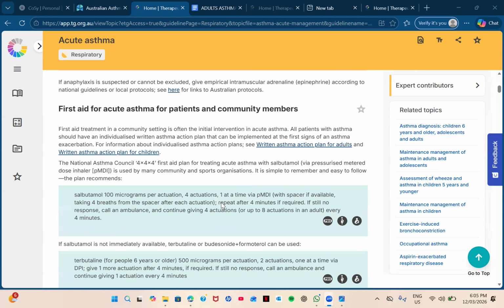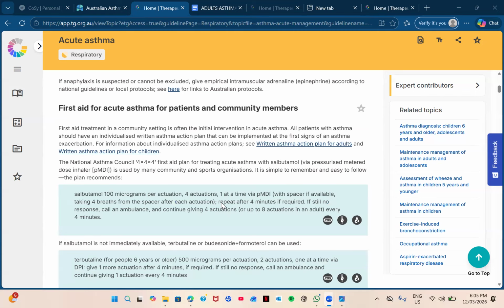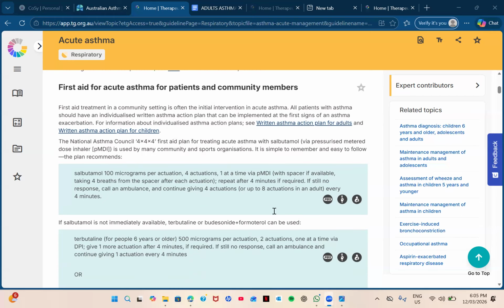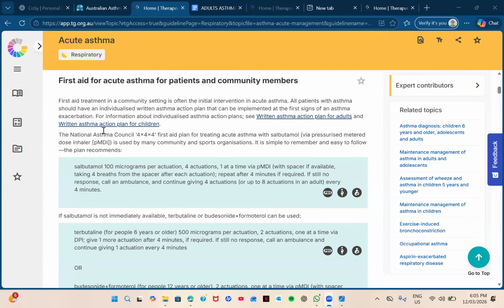In acute asthma management, you should know there is a first aid for acute asthma, because usually an asthma patient has their own action plan, right? In this action plan, the doctor has given the stepwise approach if there is an acute presentation at home or in the community setting. So, what is the first aid management for asthma? This is not the hospital management. This is acute management, or we can call it first aid in the community setting, right?